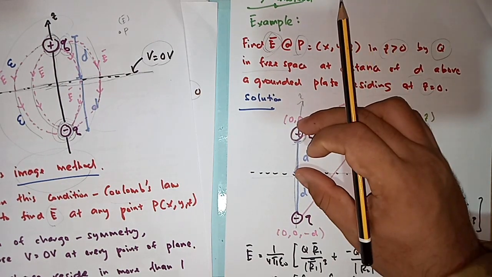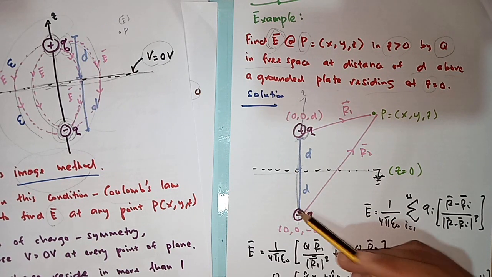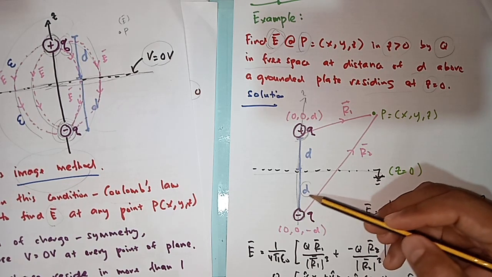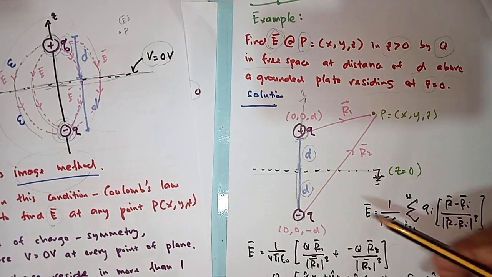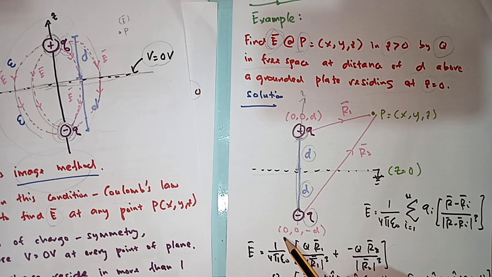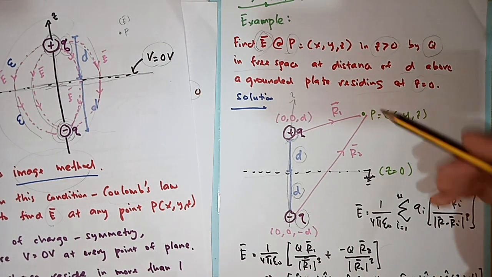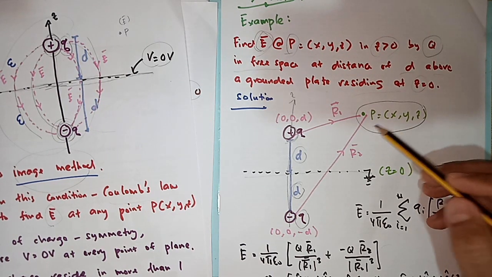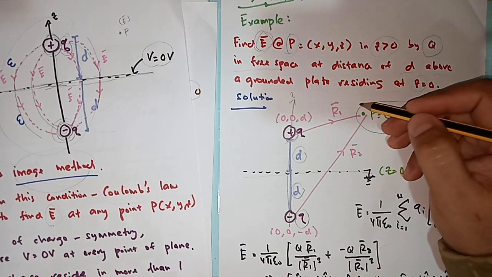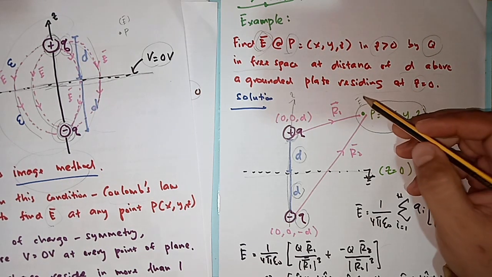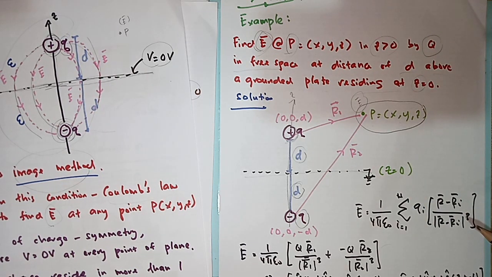In order to solve this, we need to create another charge here. The distance between the plane and the negative Q charge is the same as the previous one, equal to D, so the coordinate for this negative charge is 0, 0, minus D. Let's consider the position of our test point to be here. So P is equal to x, y, z, and we need to derive the expression for the electric field intensity at this test point.